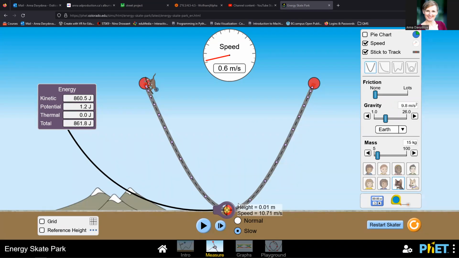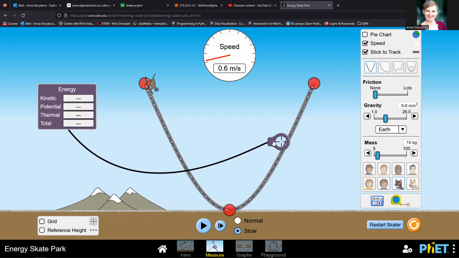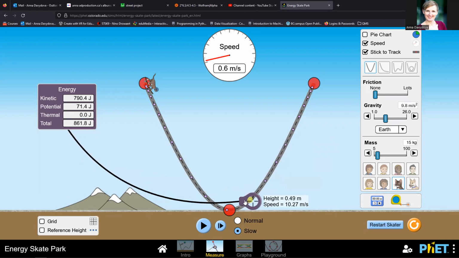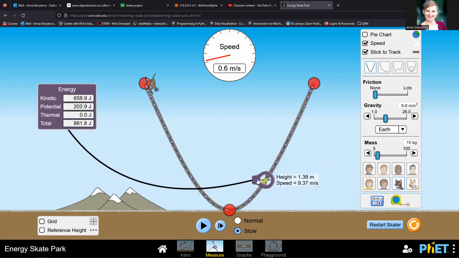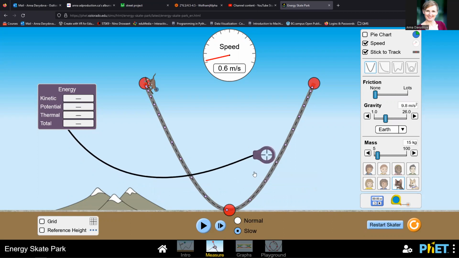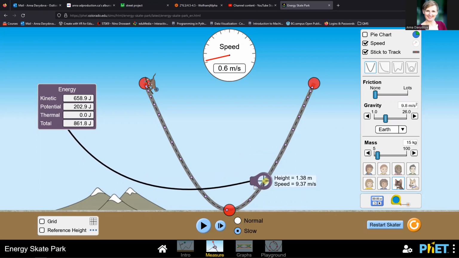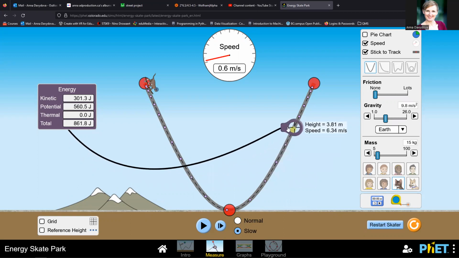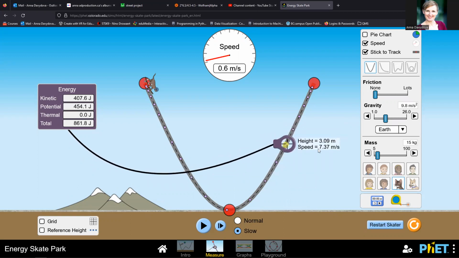It is also possible to calculate this number, which is the point of this simulation. And we should be able to calculate the speed at any other point on the track by knowing the height. This measuring tool allows me to measure the height at any point on the track, and I should be able to use calculations of total energy, kinetic, and potential to figure out the speed and confirm that the speed is in fact the same as the measuring tool shows.